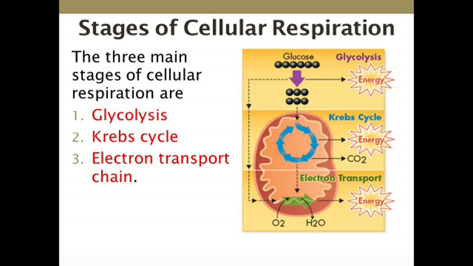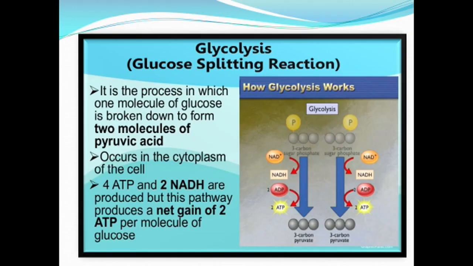So what we are able to understand by this figure is that glycolysis occurs in cytoplasm, and the Krebs cycle as well as the electron transport chain occur in mitochondria. Is that clear? So there are three stages of cellular respiration: glycolysis, Krebs cycle, and electron transport chain. Got it? Now let's discuss one by one. First is glycolysis.